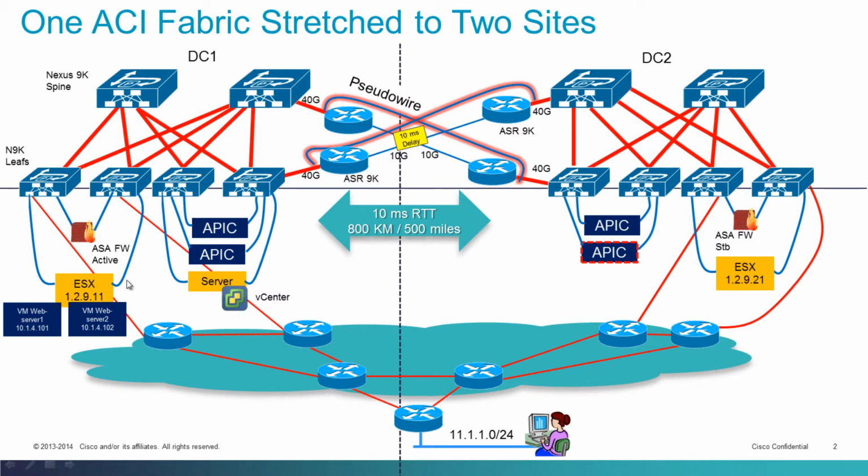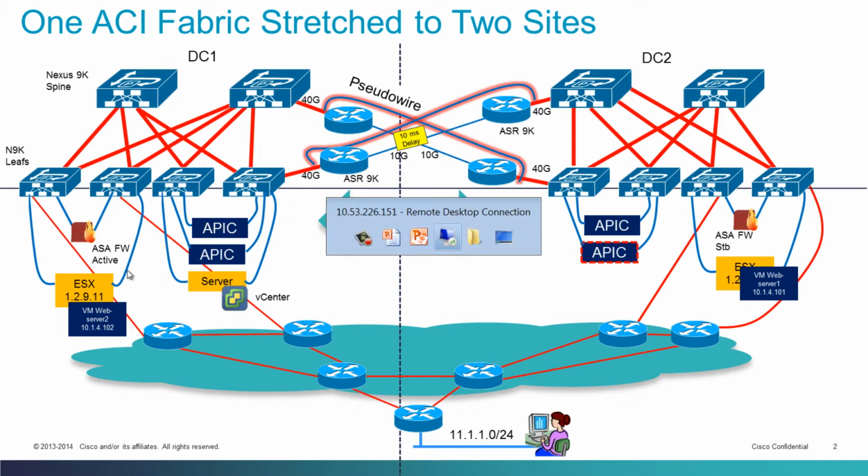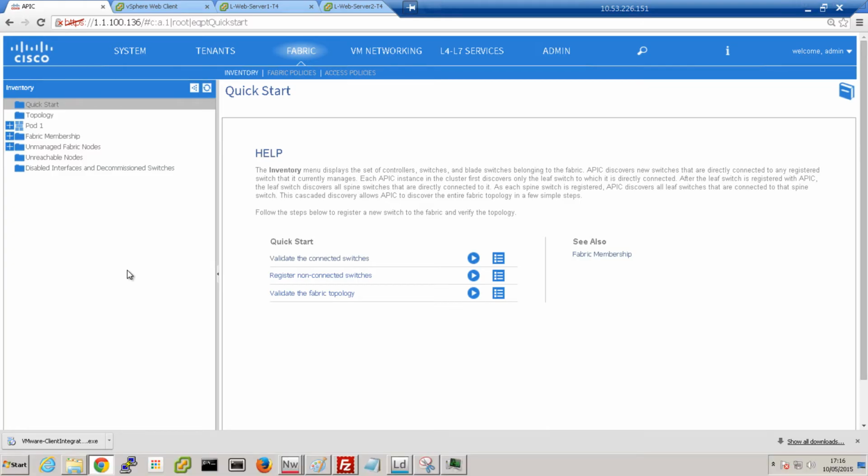The starting point of our vMotion demonstration is we have 2 servers, 2 VMs, 10.14.101 and 10.14.102, both located in an ESXi host that's physically located in data center 1. We're going to go through, during the demonstration, a live migration of one of those VMs. So before I go ahead and do the migration, let me spend some time here just showing the topology.